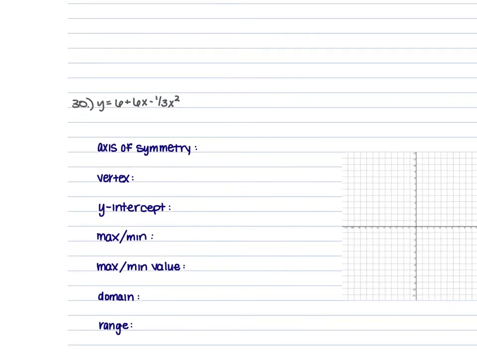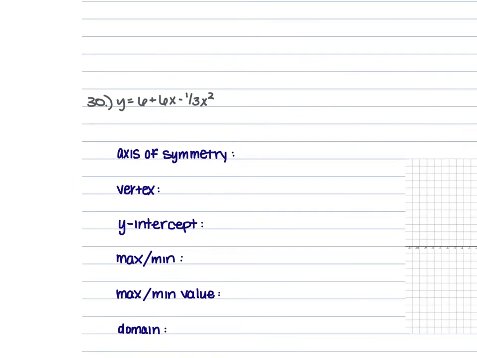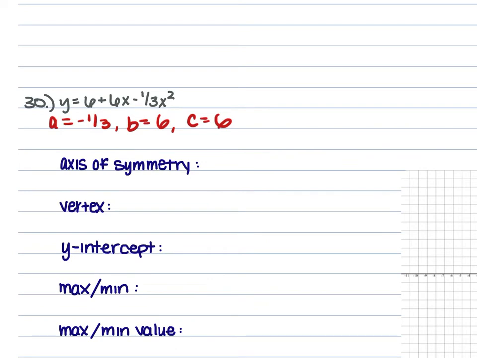For 30, we have 6 plus 6x minus 1/3 x squared. So our a is negative 1/3, our b is 6, and our c is 6. So our axis of symmetry is negative 6 over 2 times negative 1/3. This is going to give us negative 6 over negative 2/3. So negative divided by negative is a positive. So that's going to be 6 divided by 2/3, which is the same thing as 6 times 3 over 2.